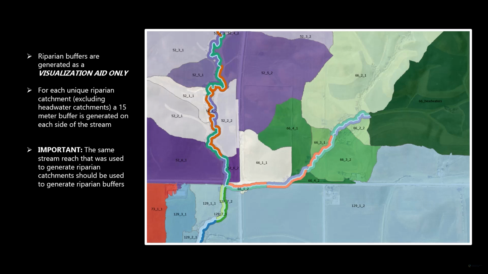It's important to note that whichever stream reach you used in the riparian catchments tool, with or without water bodies, should be the same stream reach that you use for this tool.